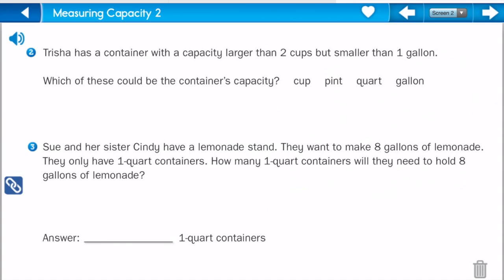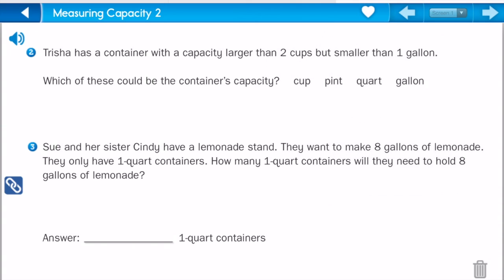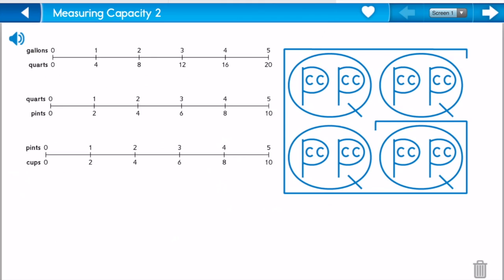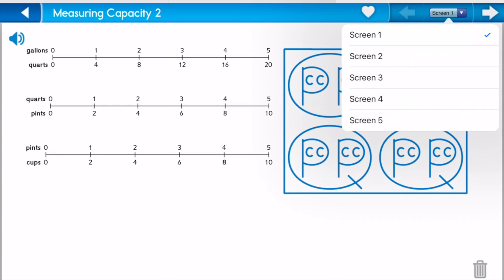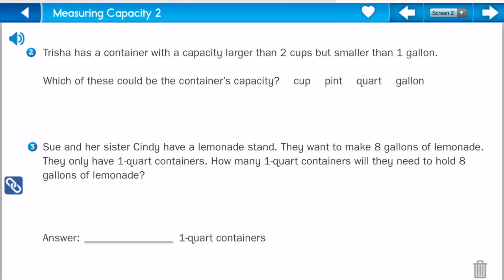So it's larger than 2 cups, but smaller than a gallon. Let's go back and look. Larger than 2 cups, but it's smaller than a gallon. Which could it be? Yeah, it would be a quart. But look here at the Q. So it would be a quart.